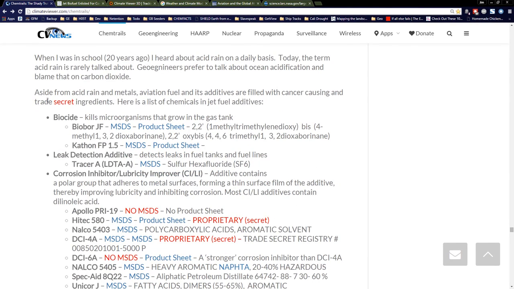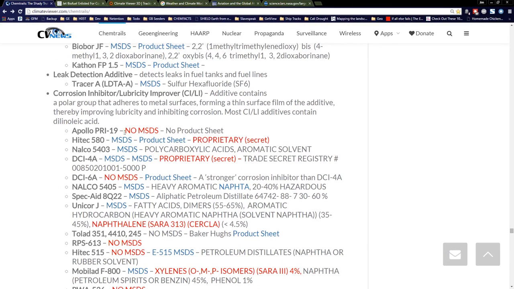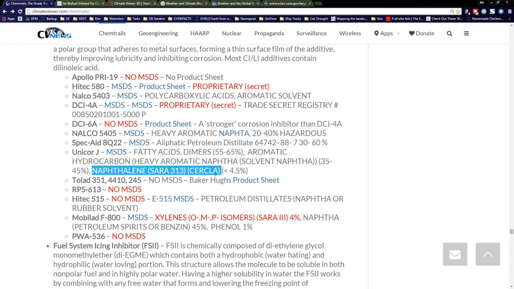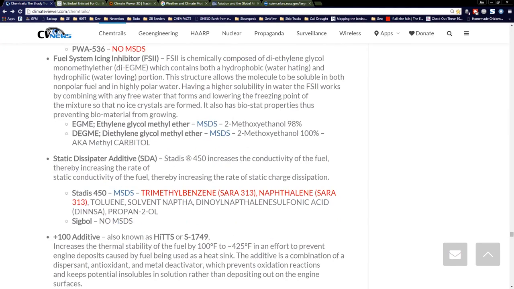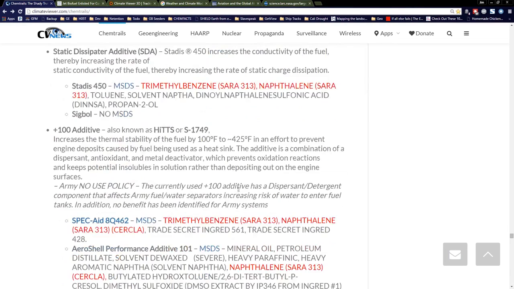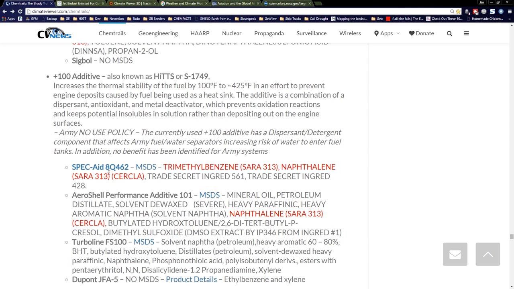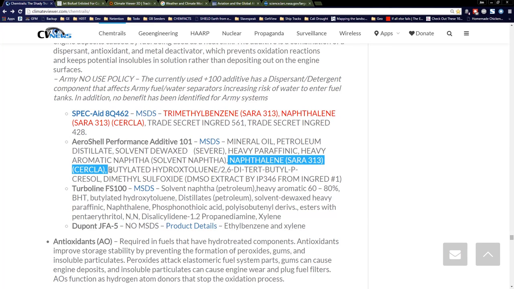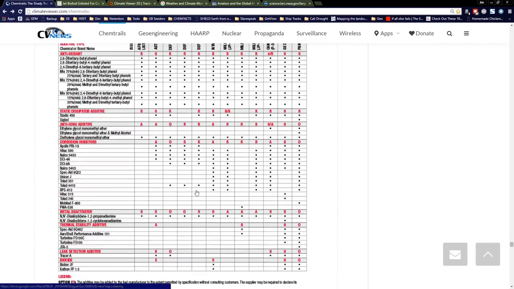So the other big concern is these trade secret ingredients. Everybody talks about the secrets behind chemtrails, but nobody really wants to look at the science behind it. But if you look, a lot of these things don't even have material safety data sheets. And a lot of them say proprietary, meaning secret, meaning trade secret. Proprietary secret, trade secret, registry number, blah, blah, blah. Meaning nobody even has a clue what's in that. Other than that, naphthalene, xylenes, these are cancer-causing chemicals. I mean, even if you look at what's in them, trimethylbenzene is a carcinogenic chemical. And naphthalene. It's common in all these. There's more: trimethylbenzene, naphthalene. These are poisonous. These are cancer-causing carcinogenic chemicals. And even if you look at just what's in the fuel and these additives, you'll see it's poisonous. It causes cancer, and it's a bad thing.